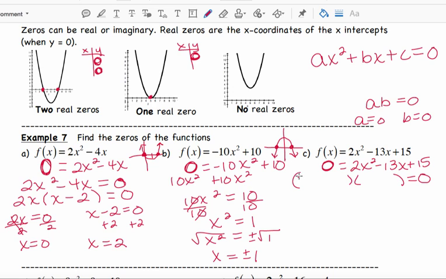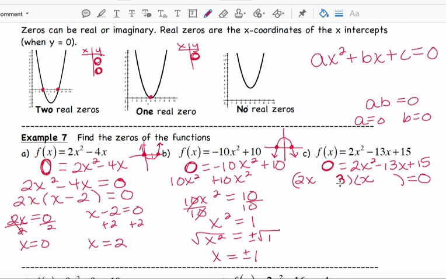Okay, so we need factors of 2x squared in the first position of each binomial. 2x times x gives me 2x squared. Then we will have factors of our last term, 15, in the last position of each binomial. And so I'm going to have either a 15 and a 1, or a 1 and a 15, or a 3 and a 5, or a 5 and a 3.